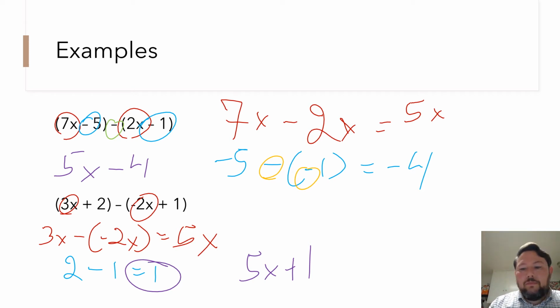All right. So that's all we're doing, right? And like I said, basically it's the same as adding linear expressions. The major difference is we got to remember what to do when we have those multiple negative signs and how to do that.